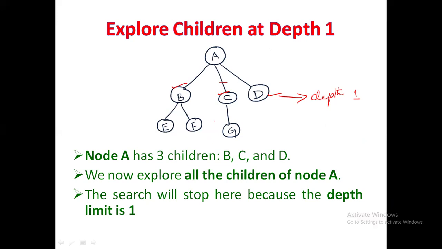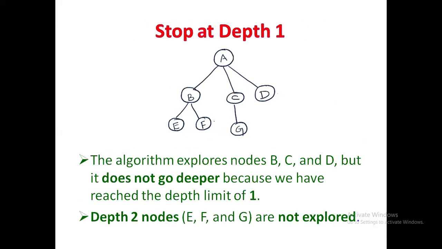Next, we are going to meet the stopping criteria. What is the stopping criteria? We are going to stop the algorithm at depth level 1. Once the algorithm explores all nodes at depth 1, in this case B, C and D, it stops because the depth limit of 1 has been reached. No further nodes are explored and the search halts here.